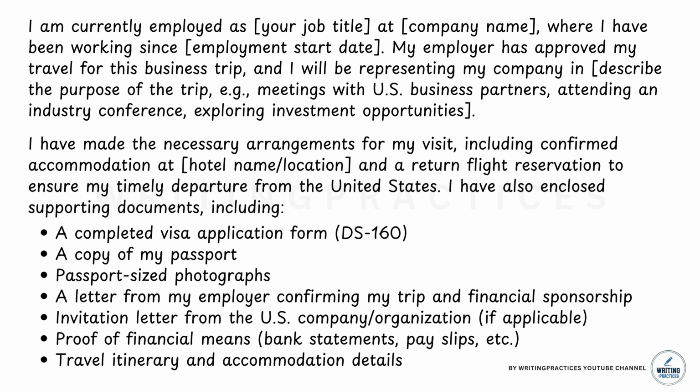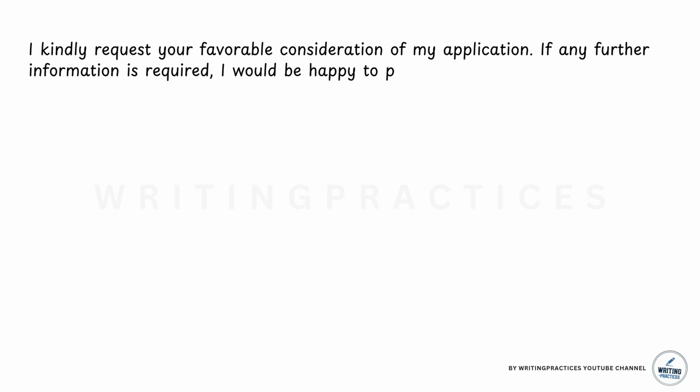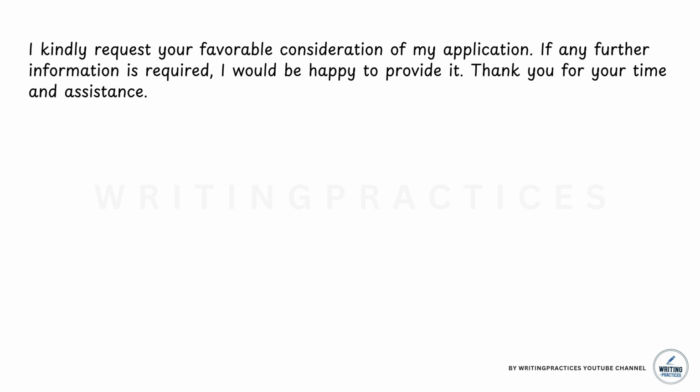Final request and contact information. Before closing the letter, politely request that the consular officer consider your application. Also, provide your contact details again so they can reach you if needed. I kindly request your favorable consideration of my application. If any further information is required, I would be happy to provide it. Please feel free to contact me at johndoe@email.com or +44 27 946 0123. This keeps the letter professional and ensures that the embassy knows how to contact you if necessary.